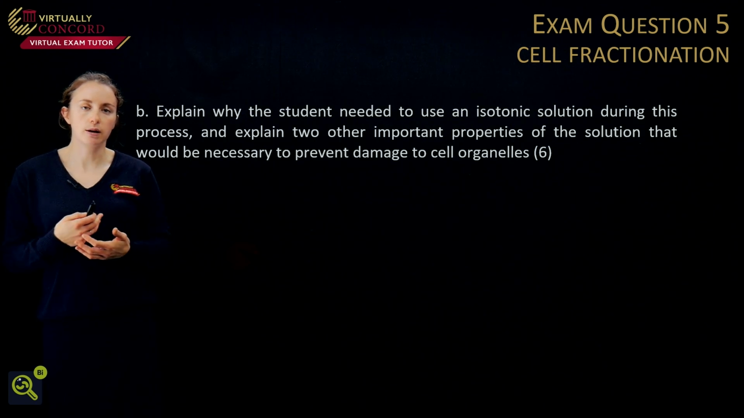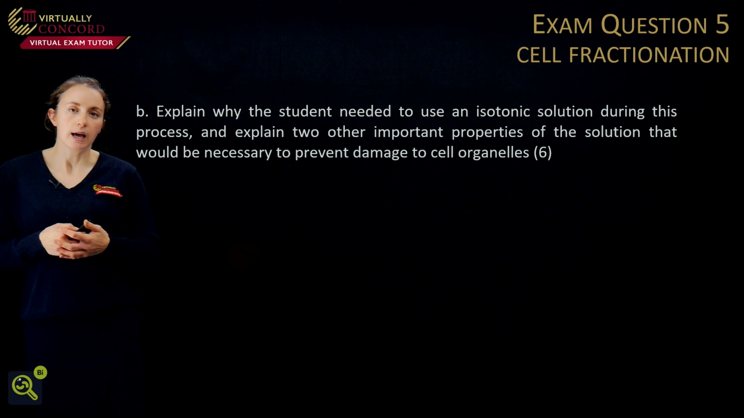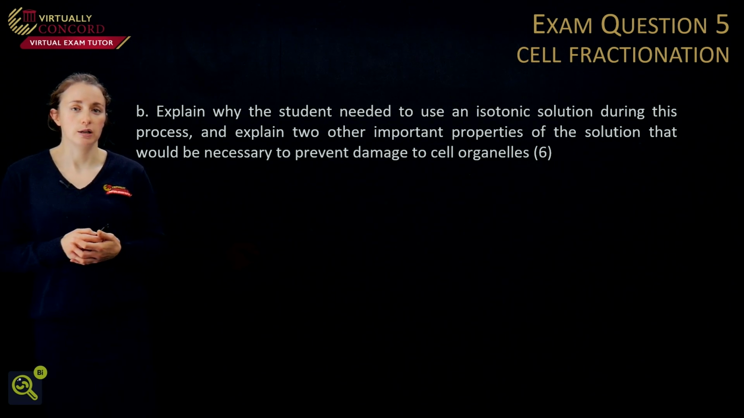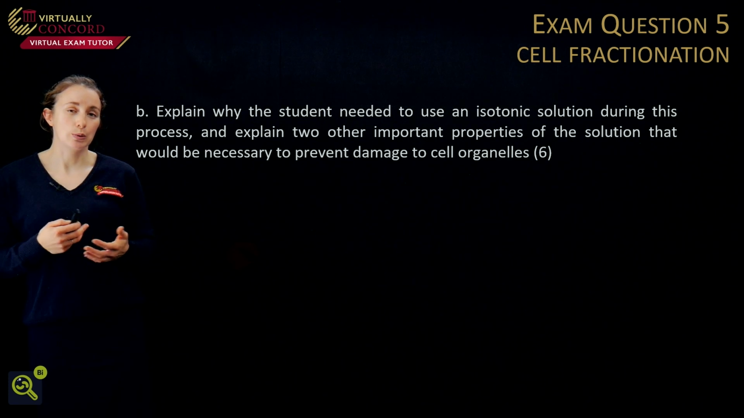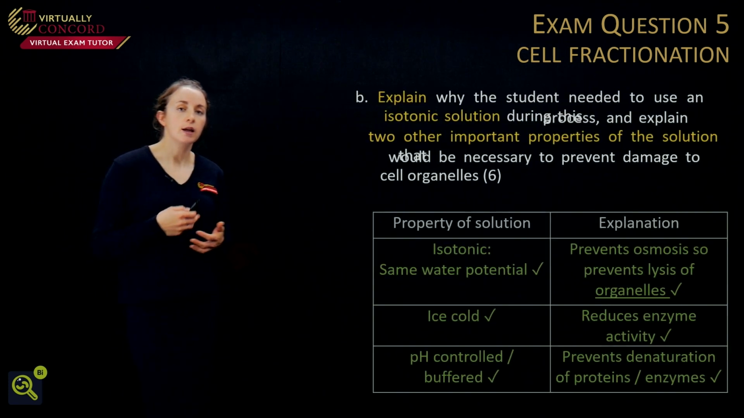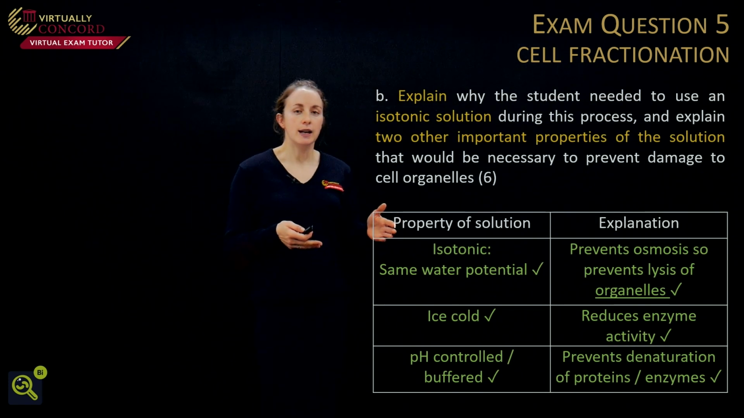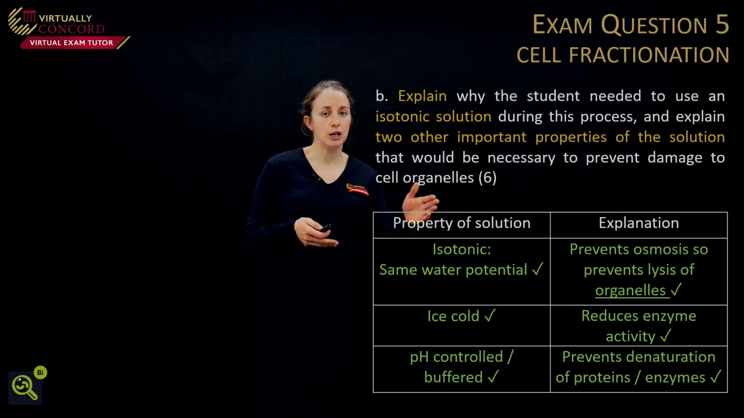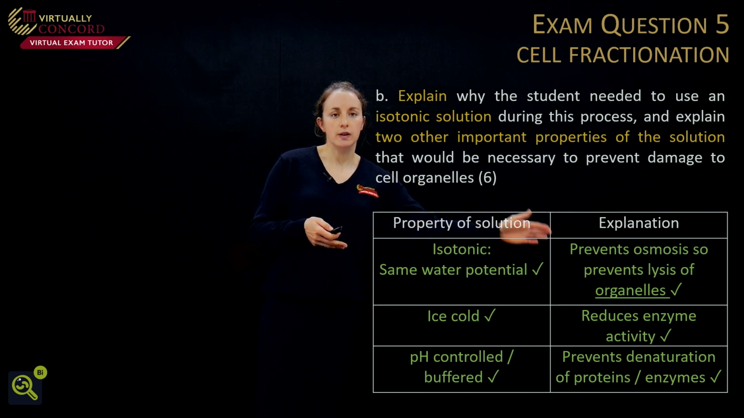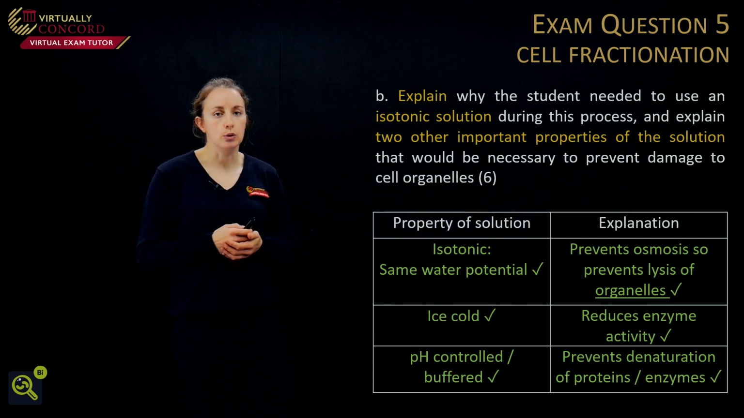And then the second part asks you about the properties of the solution that he would use. So why isotonic, and then what are the other important properties? This is a really, really common question within the cell fractionation topic, so it is important that you know this really well. I've used a table, and a table here just really helps you to make sure that each property you've given a specific explanation as to why it's important.